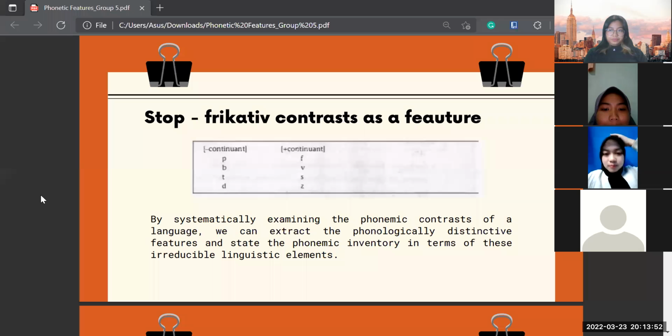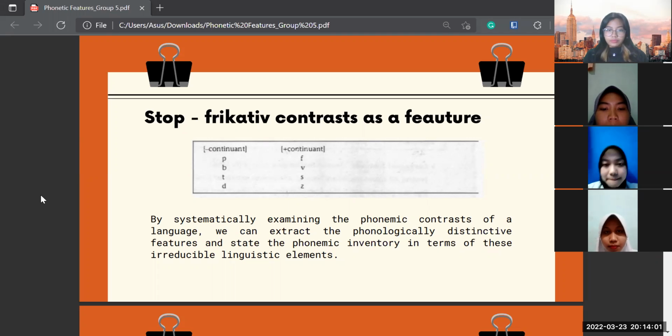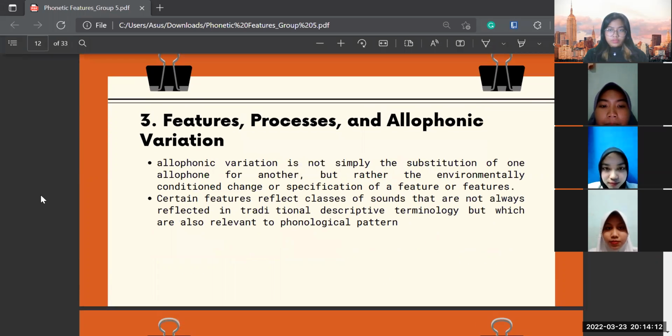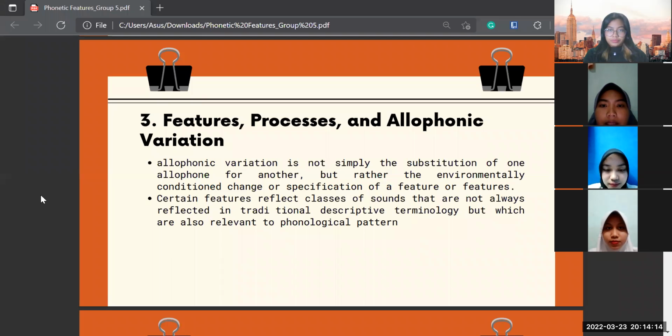By systematically examining the phonemic contrasts of a language, we can extract the phonetically distinctive features and state the phonemic inventory in terms of these irreducible linguistic elements. Next slide. This will be explained by Gia. Okay, next.